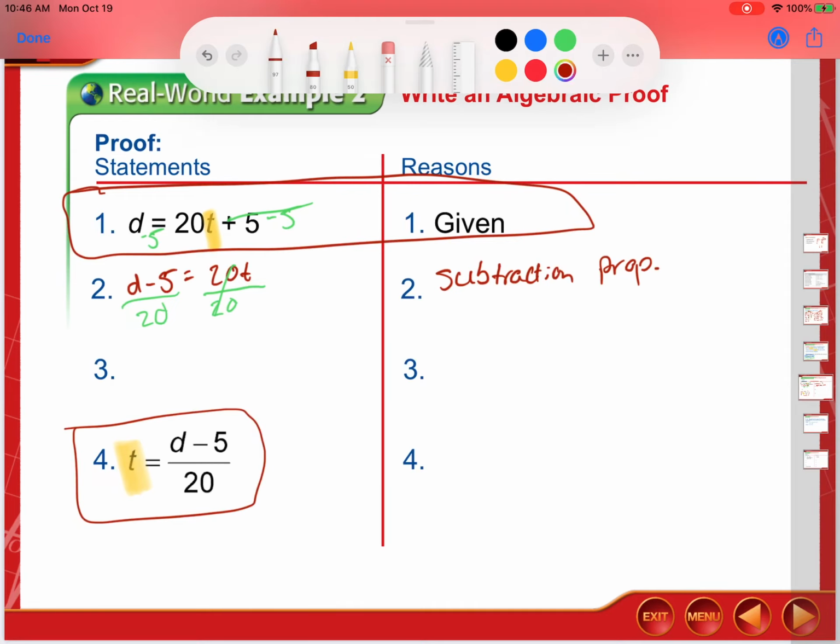So I am left with d minus 5 over 20 equals t. Now, since I divided, my property is going to be the division property. Okay? Now, my step 3, this d minus 5 divided by 20 equals t, looks very similar to what I'm trying to prove, which is t equals d minus 5 over 20. Now, the only difference here is the t is on the wrong side.